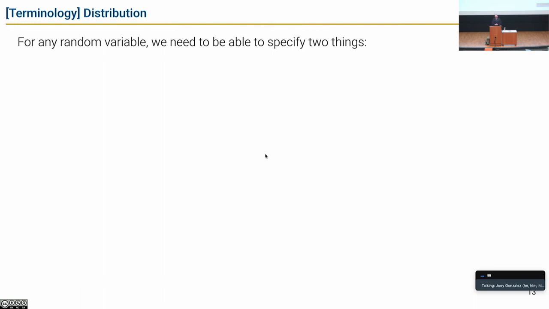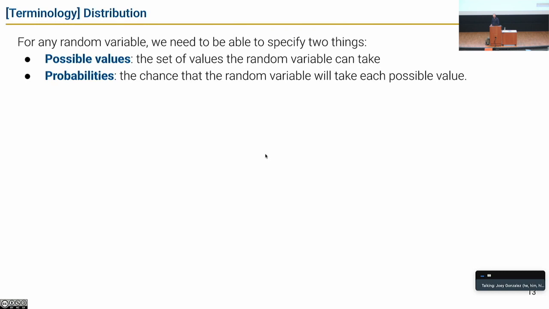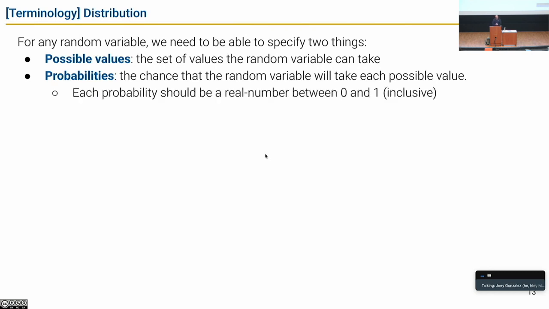Distribution, important concept. For any random variable, we need to be able to specify two things to define its distribution. One, what are the possible values that random variable can take? So its range. And two, the probability or the chance that the random variable will take each of those possible values. So each probability should be a real number between 0 and 1, inclusive. So it could be 0 or it could be 1. And the total of all possible probabilities should sum to 1. Really important axioms of probability.